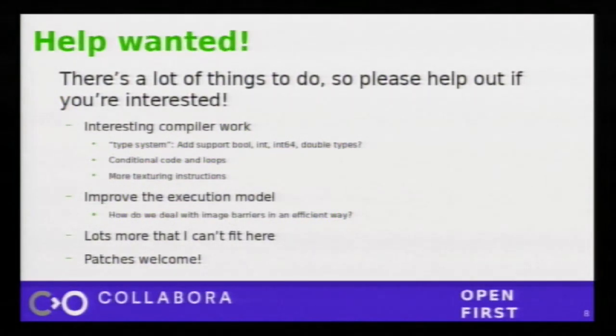The execution model is currently as stupid as possible, very lazily doing any barriers or anything like that. I'm sure a lot better can be done by reordering draws to different render targets and things like that, to benefit some from Vulkan's render pass system. So yeah, patches welcome. Thank you.